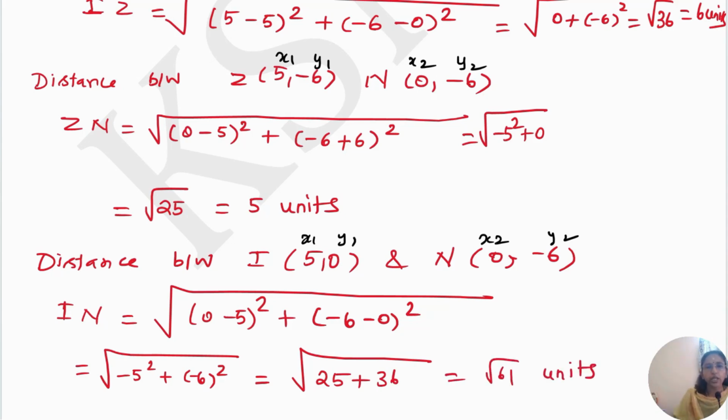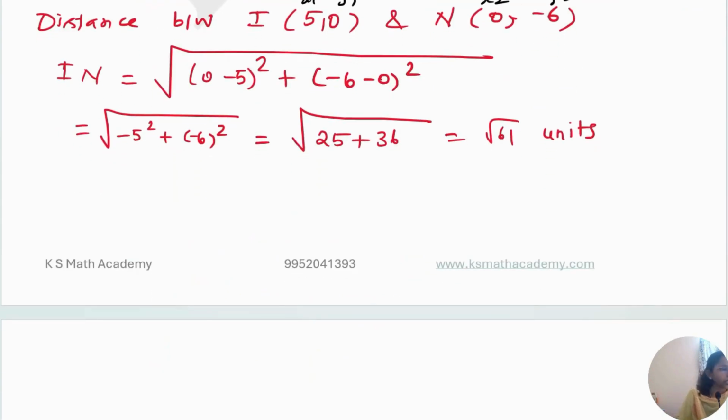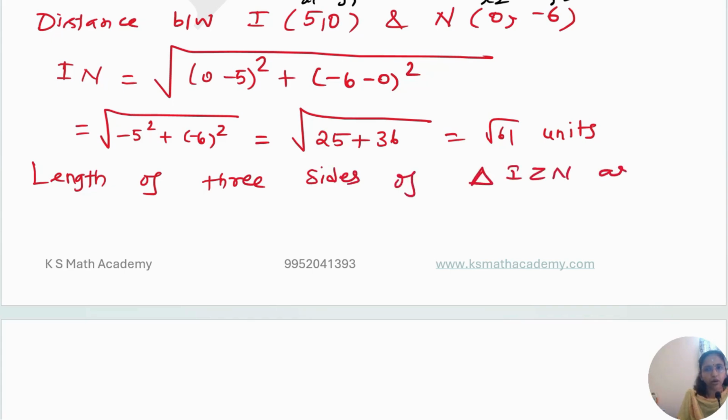So you have to declare your answer finally. The lengths of the three sides of triangle IZN are 6 units, 5 units and root 61 units.